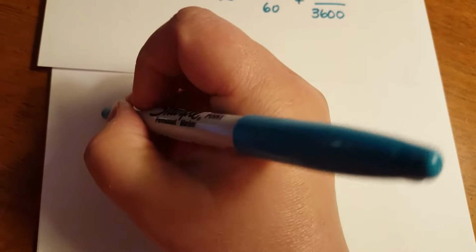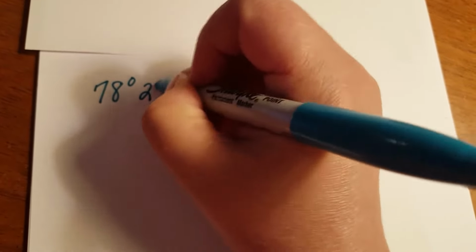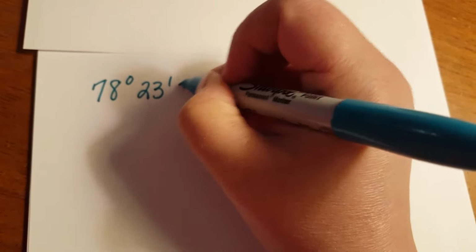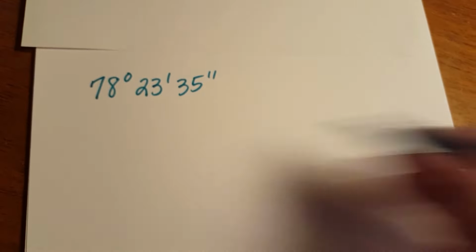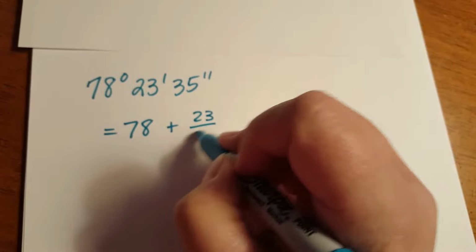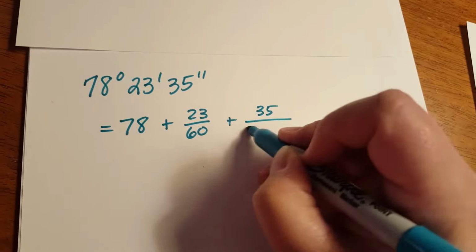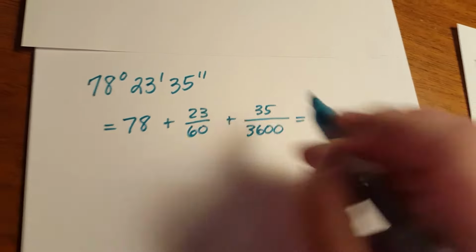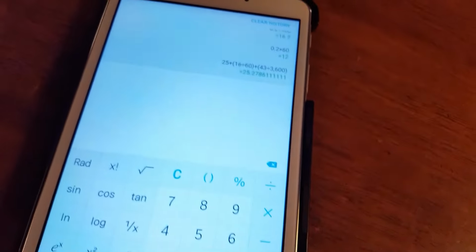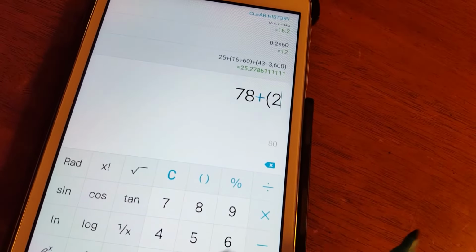All right, so let's say we have 78 degrees, 23 minutes, and 35 seconds. That means we're going to do 78 plus 23/60ths of a degree plus 35/3600ths of a degree. And I'm going to do that on this calculator, which is not the best calculator, but that's okay. Sometimes we work with what we've got.